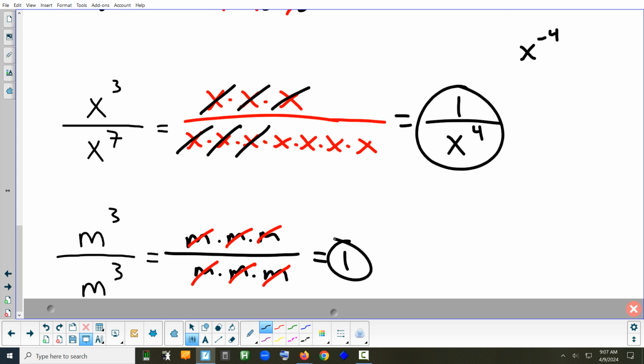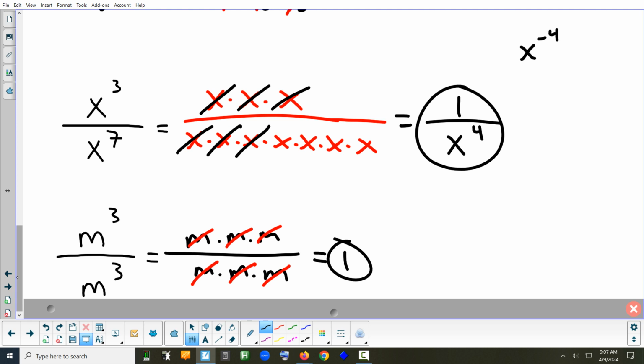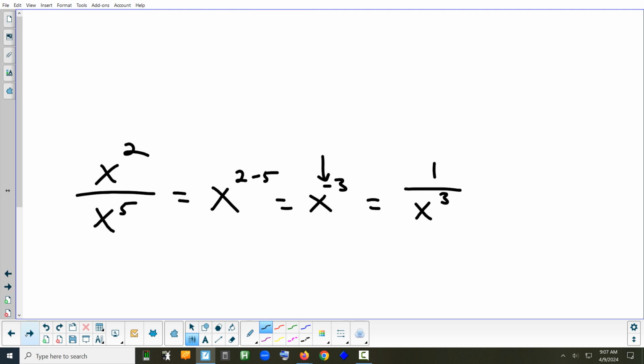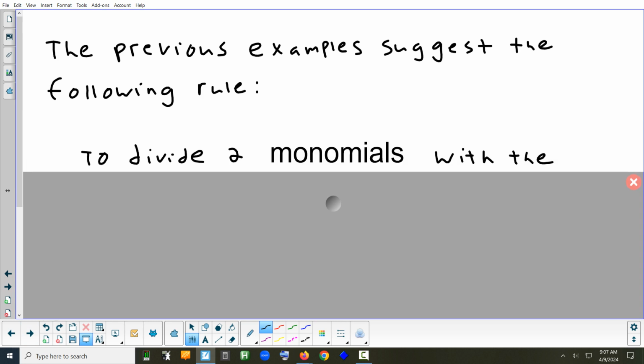So dividing two things that are the same, you get 1. If you start with more x's in the bottom, the answer ends up at the bottom. And if you start with more x's or y's, whatever the letter is, in the top, the answer ends up in the top. All right. So that subtraction thing is how we're going to figure out where our answer is supposed to be. So let's write that down.